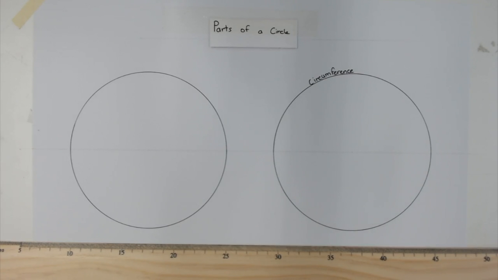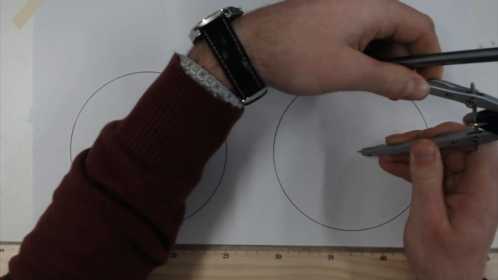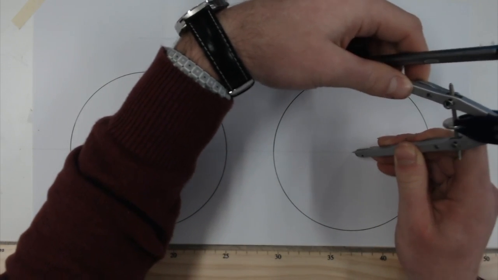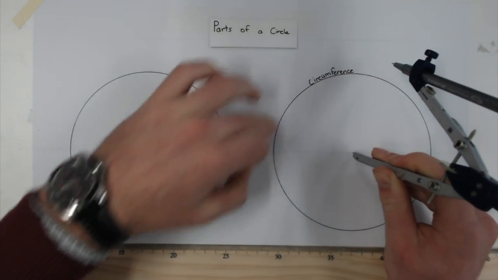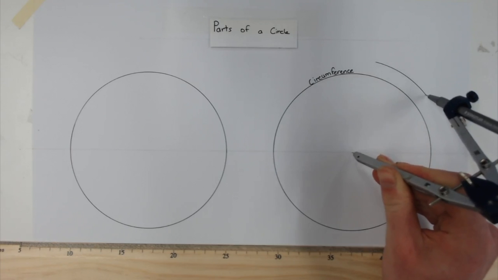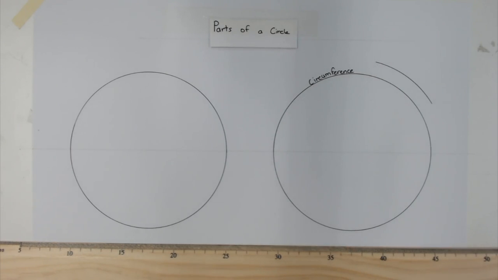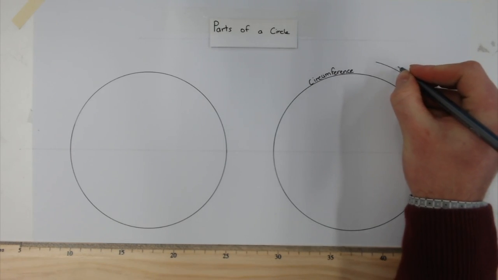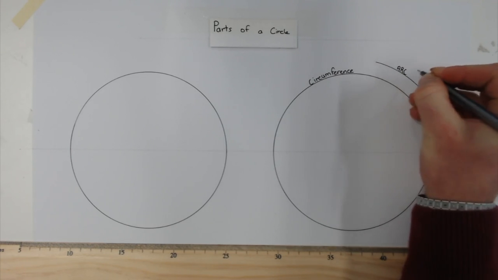Now, the next kind of thing that I'm going to draw here is what's called an arc. Okay, now an arc is very, very similar to a circumference. In a circumference we have a full circle, whereas an arc is actually just part of a circle. So this kind of outer piece here would be an arc. It's part of a circle, but it is not a full circle. So let's label that. Arc, A-R-C, arc.